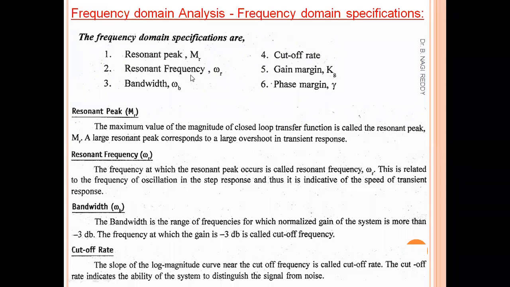And the second one is resonant frequency, which is omega R. Of course, in the frequency domain analysis, the frequency is denoted with the letter omega.